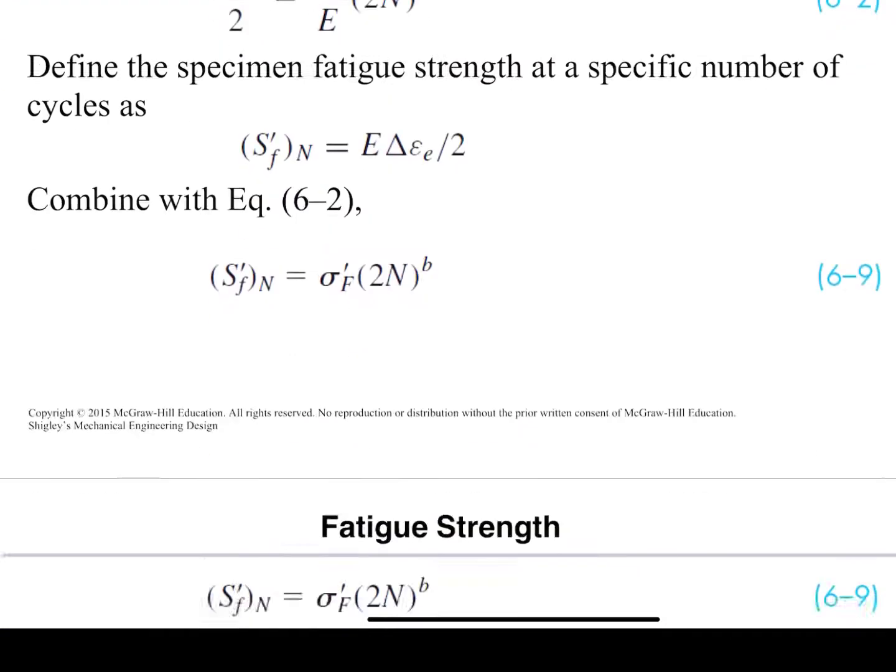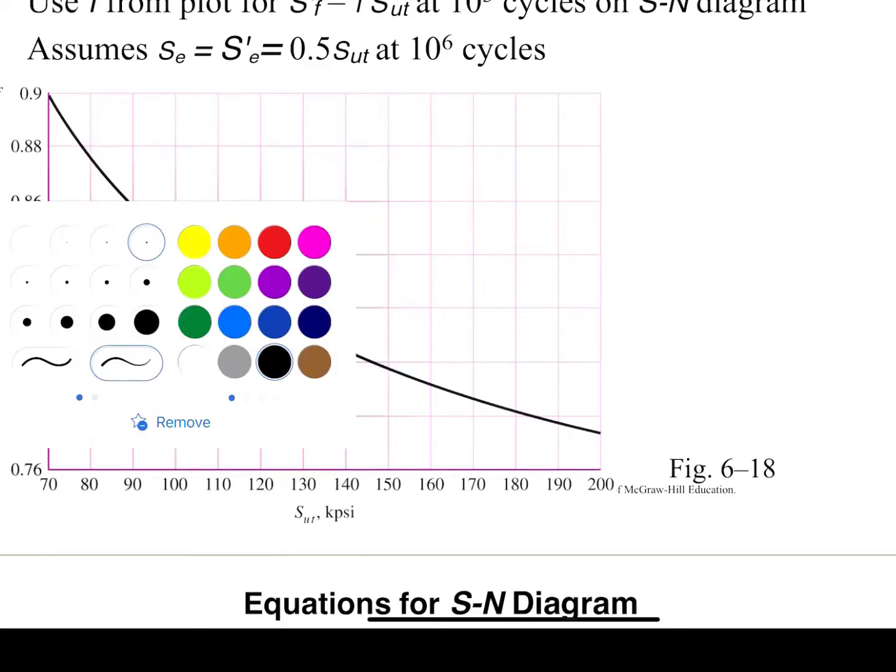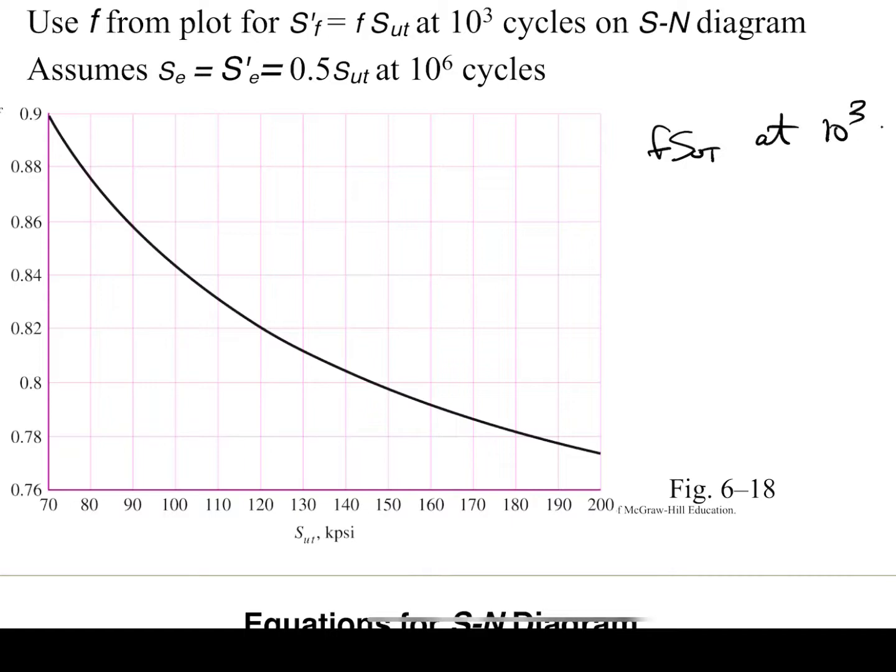You will find that the fraction F that relates the fatigue strength, F times SUT, at 10 to the 3rd cycles can be plotted, and here it is plotted as a function of the ultimate tensile strength.